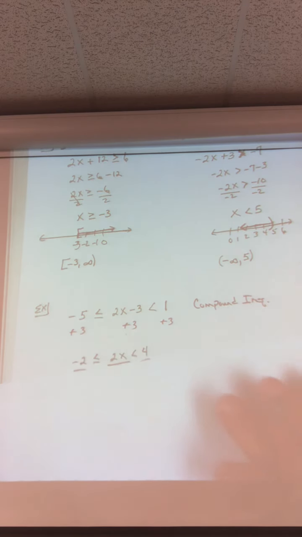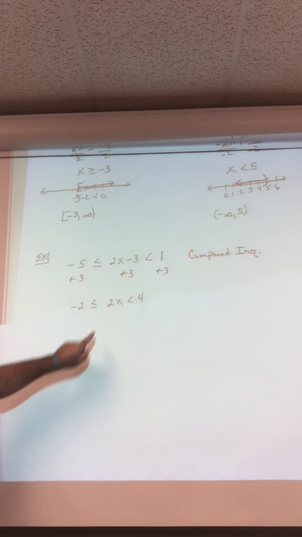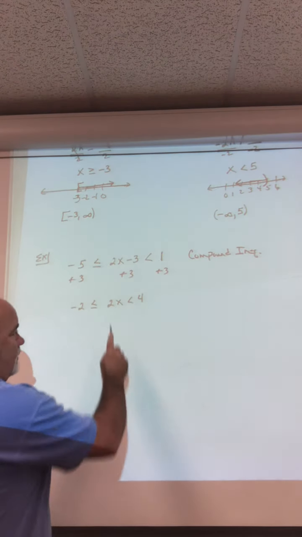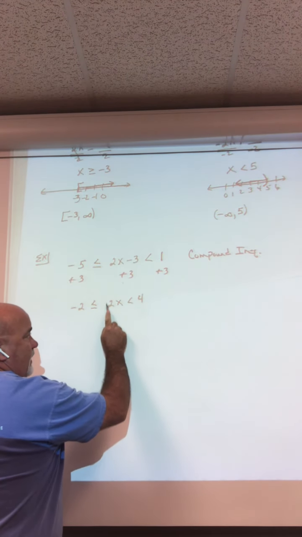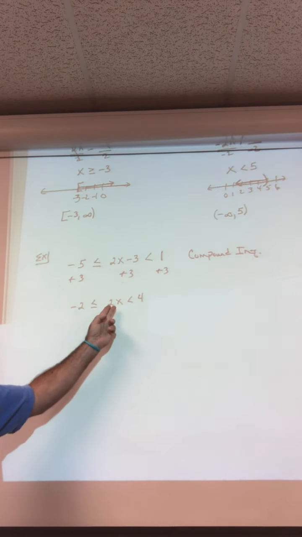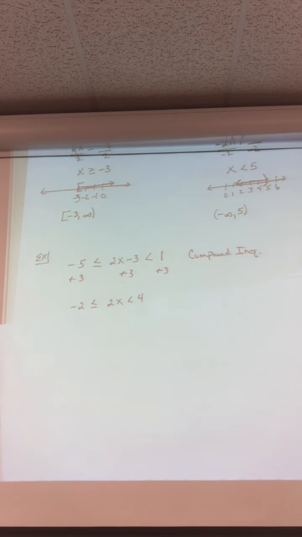Now, is the inequality problem solved yet? No. And the reason it's not is because the objective is to get the x by itself in the middle. This is 2 times x, so to get rid of that multiplying 2, you divide by 2. But whatever you do to the middle, you have to do to the right and to the left. So divide the middle, left, and right by 2.